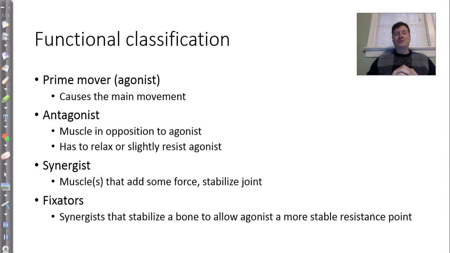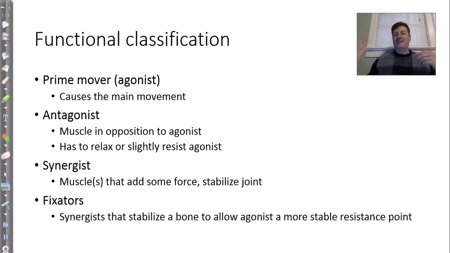Two other terms you'll see sometimes, synergist and fixator. A synergist is a muscle that adds some force or helps stabilize the joint, like your brachioradialis in your upper arm is going to provide some assistance with, and that's what a synergist is, to provide some assistance to the agonist. And it helps stabilize the joint so that you don't have a weird motion. It's going to give you a nice smooth motion.